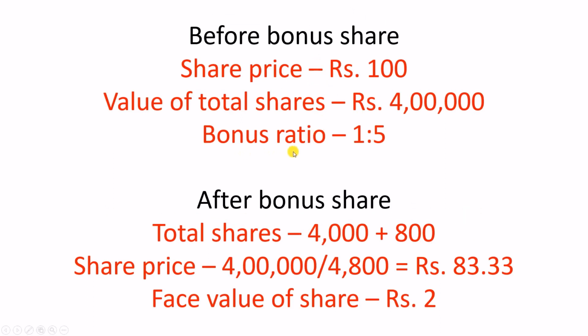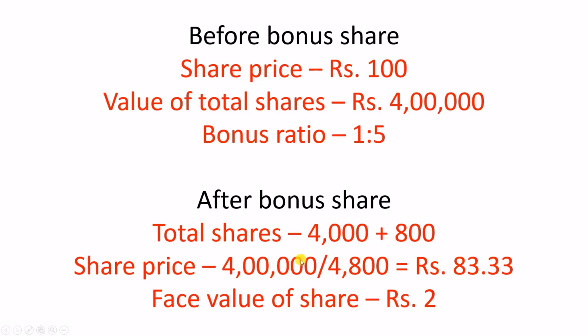But after announcement of bonus shares in the ratio of 1:5, total shares in the market of the company was 4,000 plus 800. 1:5, 800 is to 4,000. So total shares was 4,800. Now, you cannot increase this. This has to remain same.